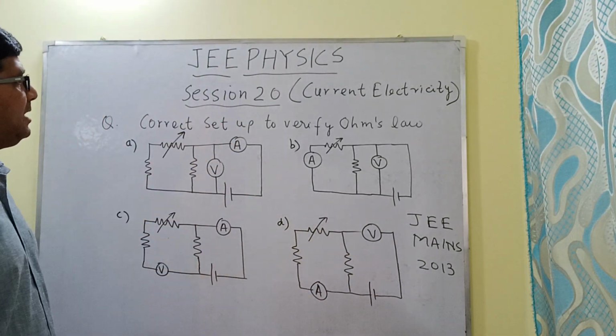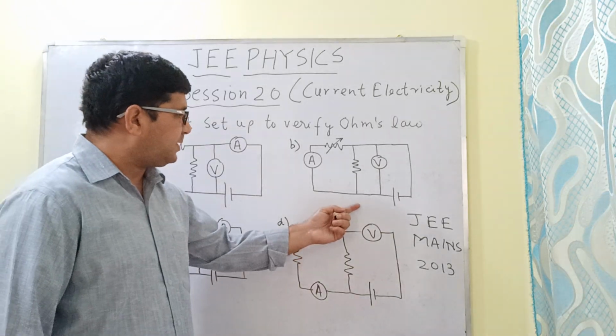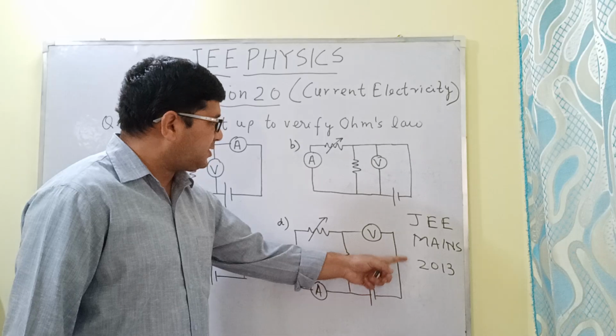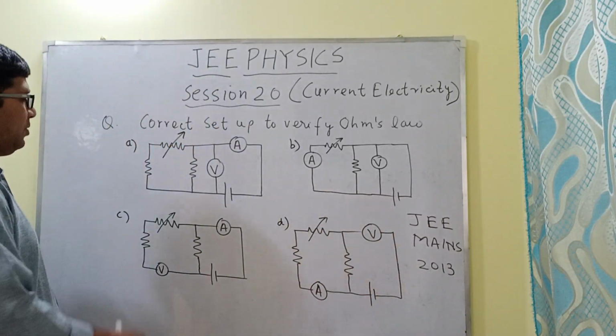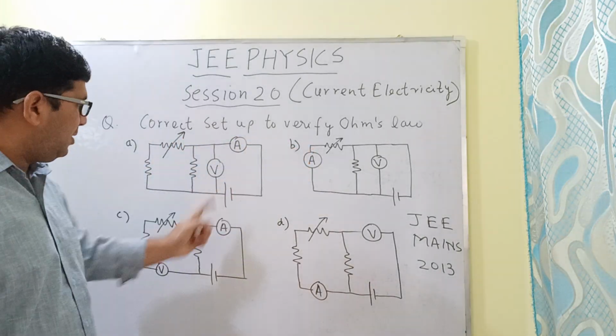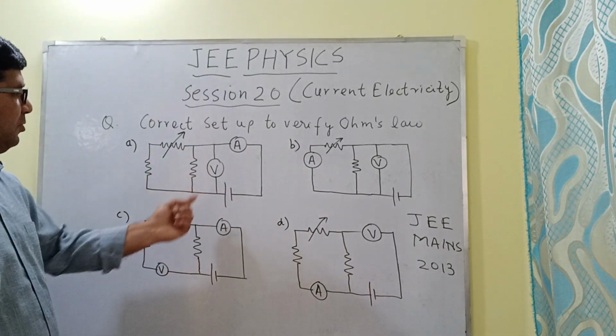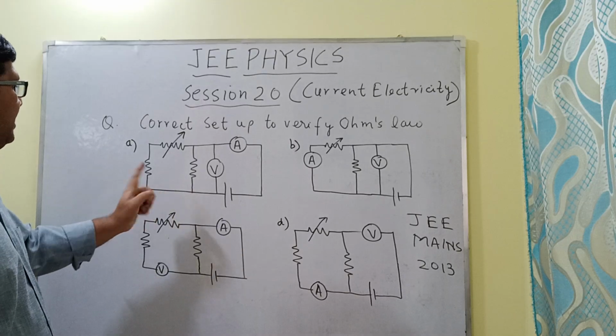The chapter is current electricity, and this is the question which I have taken for this session. This question was asked in the JEE Mains examination in 2013. In this question, we have to find the correct setup to verify Ohm's law. Now these four figures are given to us, and we have to find the correct setup.